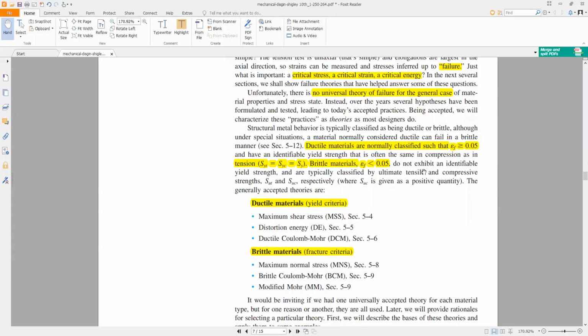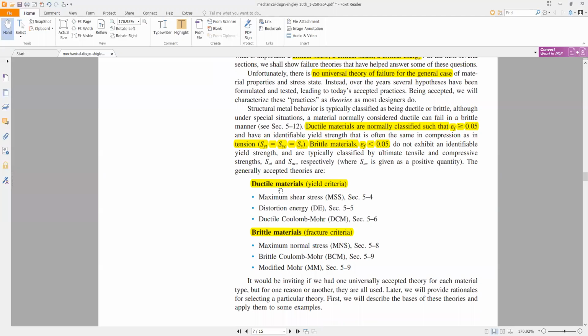Okay, as we know, we have two types of material. One is ductile material, one is brittle material. For ductile material, you will go through the yield, so you will elongate, and only afterward fail. If brittle, you will not go through the plastic range, and you directly fail. So these are two different criteria. For ductile material, you have three theories, and for brittle material, you also have three theories. But we will not go through everything, just some only.